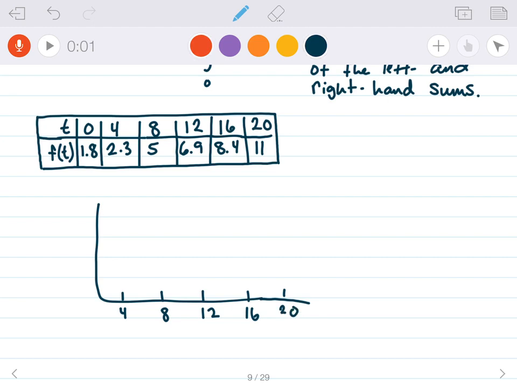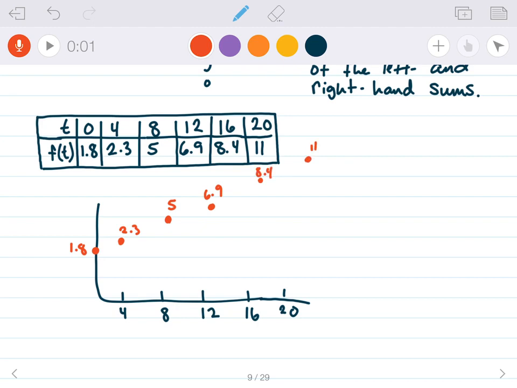Okay, so let's go ahead and list our points. When t equals 0, f of t is 1.8, so that's our height. When t is 4, we have a height of 2.3. I'm just being kind of sloppy here. At 8, our height is 5. At 12, it's 6.9. At 16, it's 8.4. And at 20, it's 11.